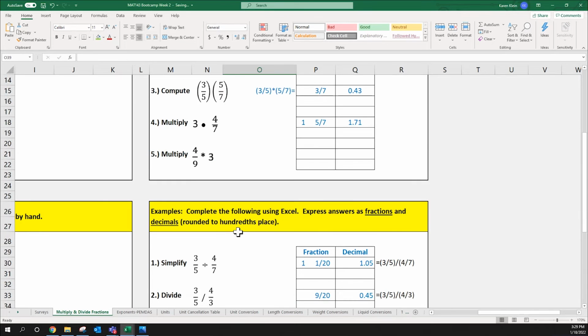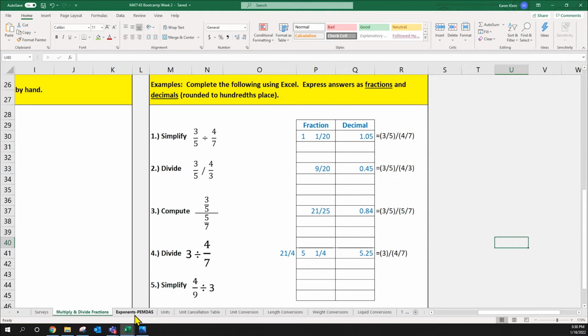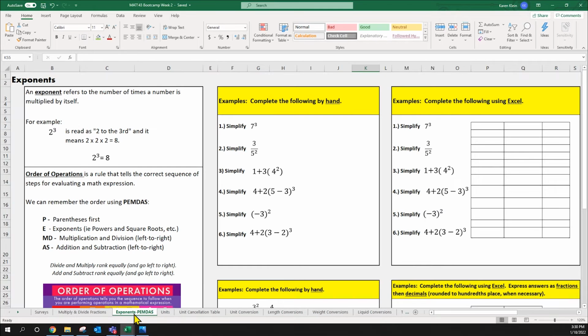All right, let's take a look at some exponents, and using PEMDAS, which is our order of operations. So what is an exponent? An exponent refers to the number of times a number gets multiplied by itself. For example, if I have 2 to the third power, this makes it an exponent. 2 is the base, 3 is the power on that exponent. We read that as 2 to the third, and it means 2 gets multiplied by itself 3 times.